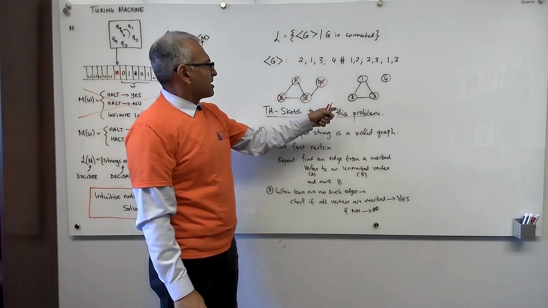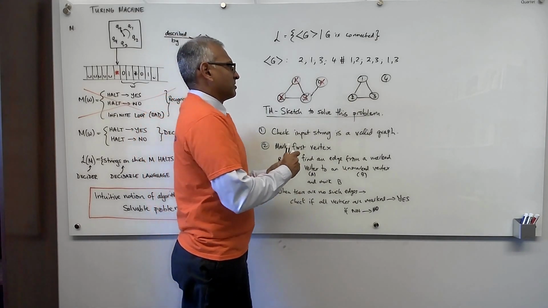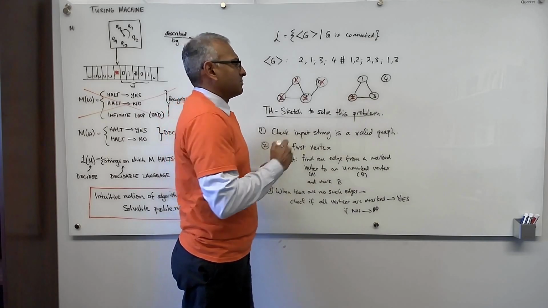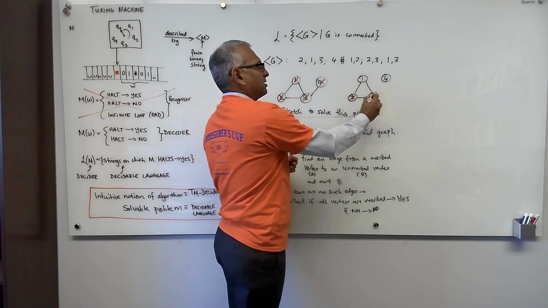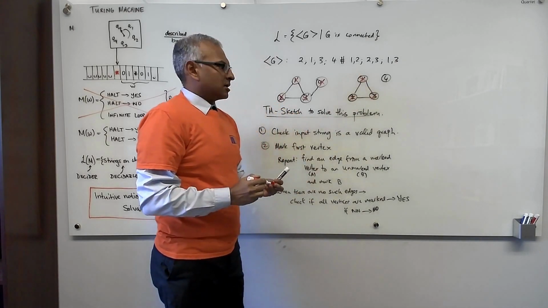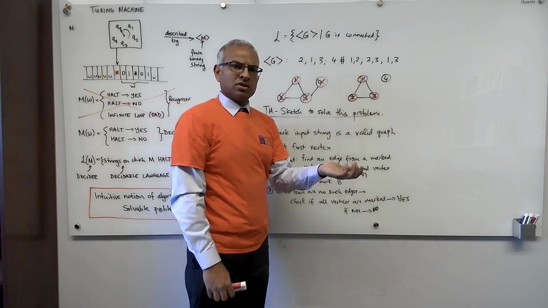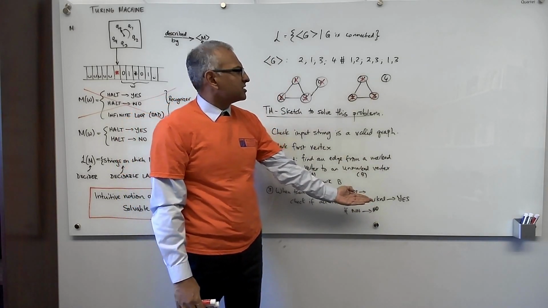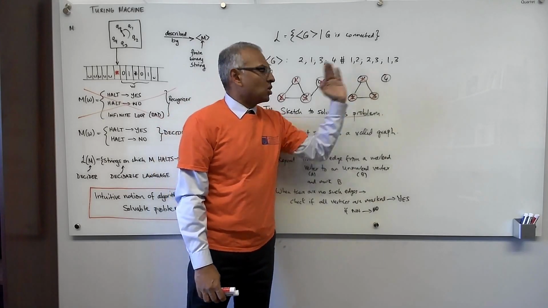So I run this algorithm. I mark the first vertex. Then I find an edge from a marked vertex to an unmarked vertex, for example this edge, and I mark it. I find another edge from a marked vertex to an unmarked vertex, and I mark it. Okay, there are no more edges from a marked vertex to an unmarked vertex, and so I come to step 3. I check, are all my vertices marked? No. And so I say no, not connected.